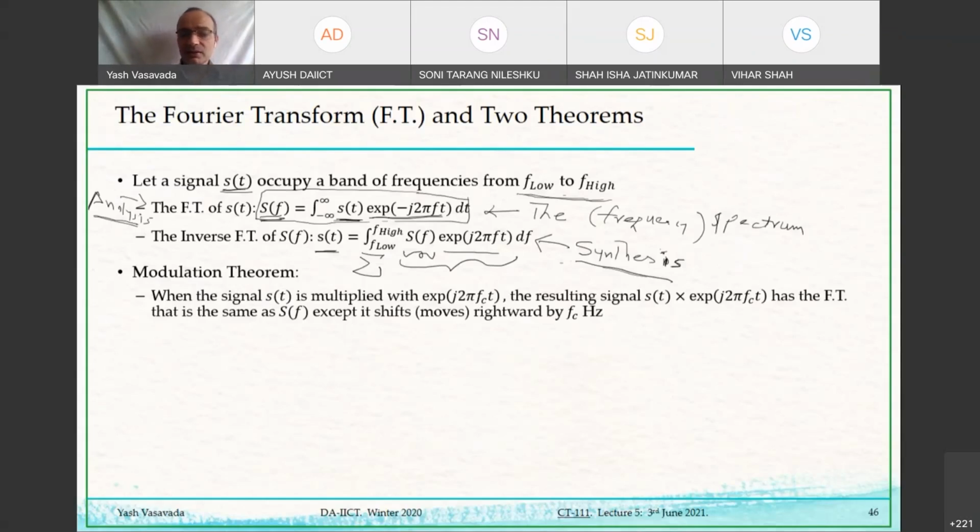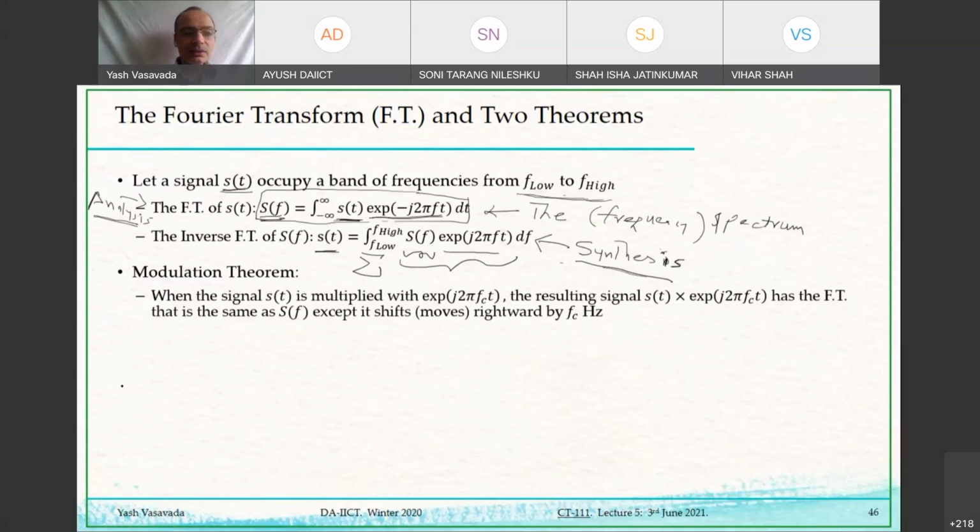But today, you just accept the statement of these theorems. One theorem is called the Modulation Theorem, which says that if you take a certain signal S of t, and then you multiply it by an exponential oscillating at some frequency fc, remember, our carrier frequency, then that product, S of t times e to the j2 pi fc t, has the same Fourier transform as S of f, except it got shifted, it got moved by fc hertz. This is a very powerful theorem. I hope you understand the meaning of it. If you don't, then just wait. On the next slide, hopefully it will become clear.